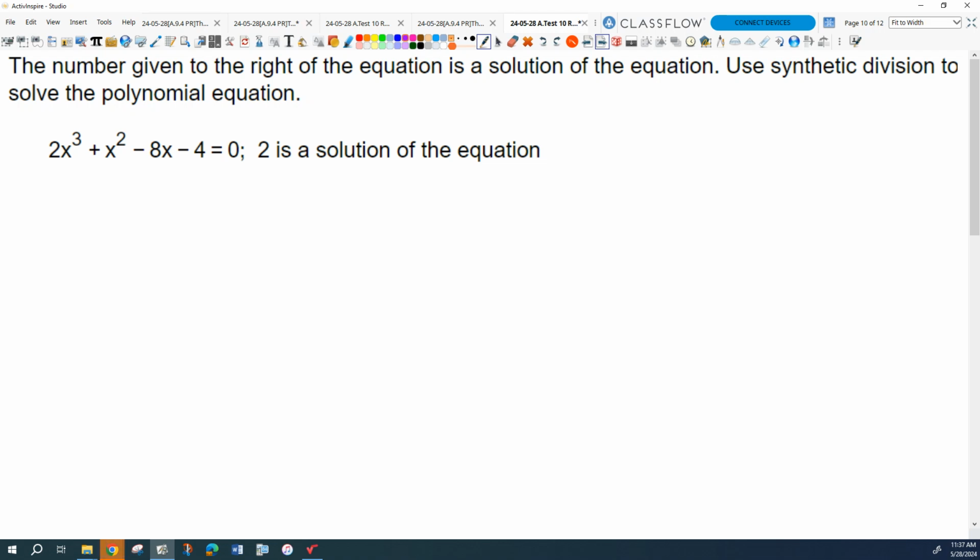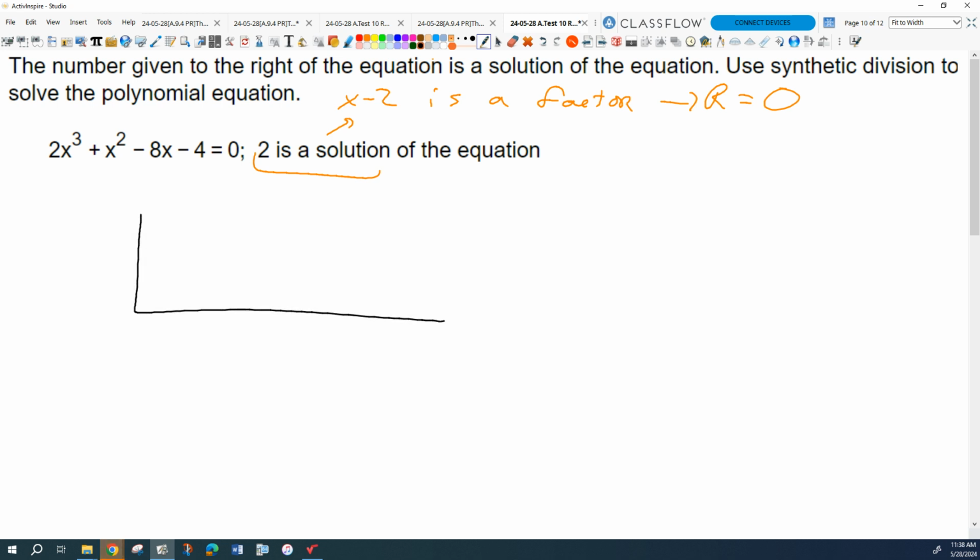So the number to the right is a solution of that. So what could I do? So x minus 2 is a factor. Good. So we know 2 is a solution. That's telling us x minus 2 is a factor. So what's the remainder going to equal when we divide? 0. Okay, so let's divide.